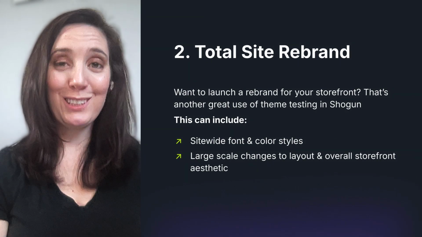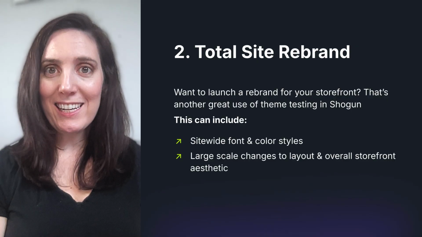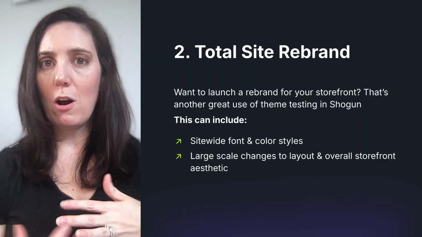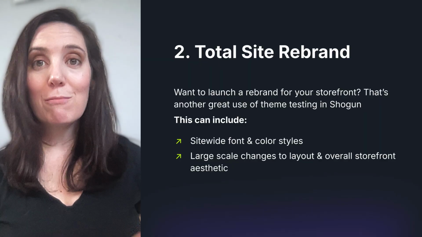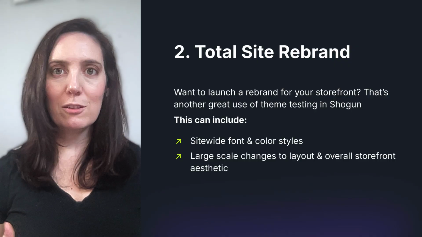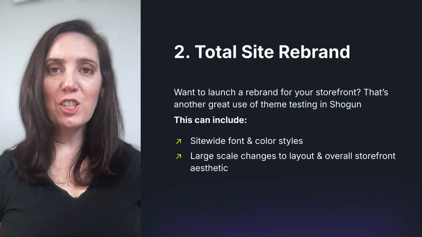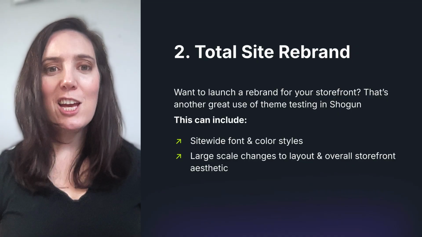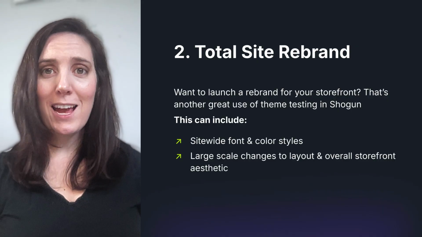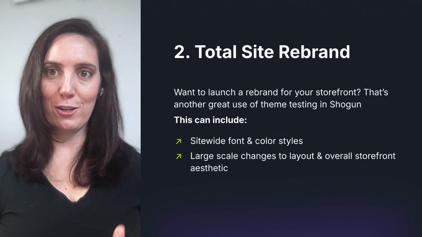Let's talk about total site rebrands. If you want to roll out a full rebrand, then testing it is a smart way to do it because you can create a separate version of your theme with all that new branding applied and test it with real traffic before making a permanent change. So a rebrand usually includes things like updated fonts, colors, or large-scale layout changes, and that can shift the entire look and feel of your site. You really want to test this so you can be sure that your shoppers respond well, and it's going to give you a little bit of confidence before you make that big new change on your site.